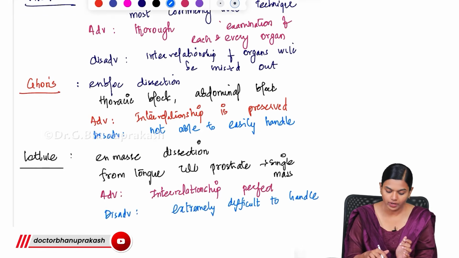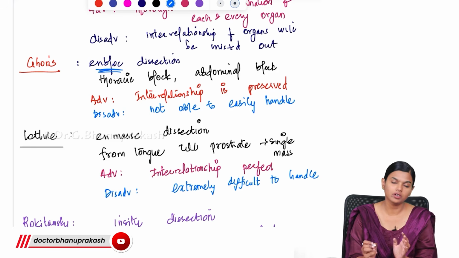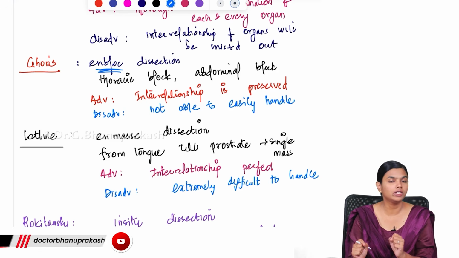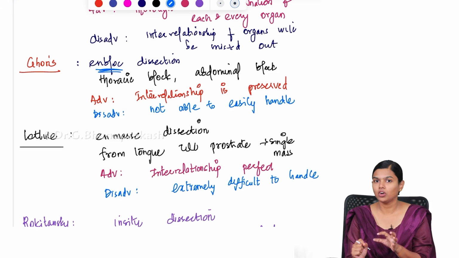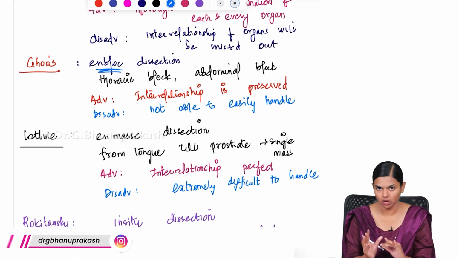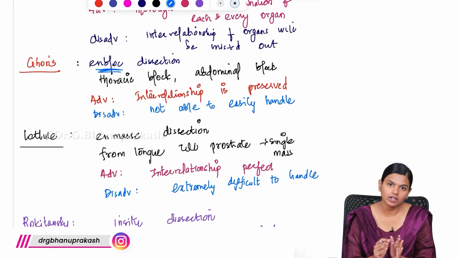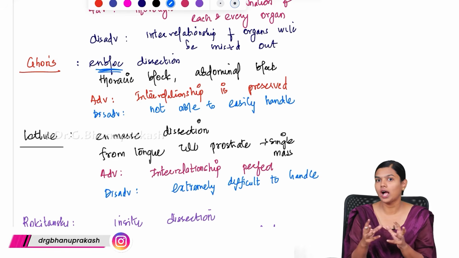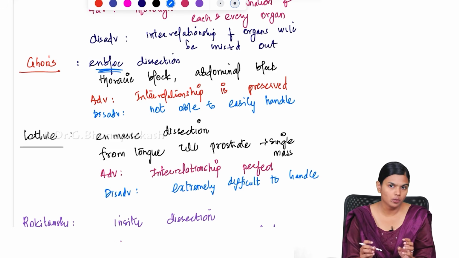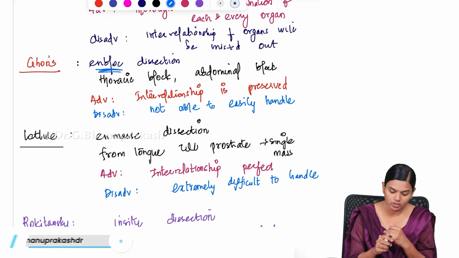Up next you have Ghon's technique, which is also known as en bloc dissection, because you are taking out the organs in block. You will take out thoracic block, you will take out abdominal block, like that system wise, block wise you are taking out the organs. Here the advantage is that interrelationship would be maintained, and disadvantage is that you will not be able to handle the organs properly because it will be a bunch. So that is the main disadvantage of this Ghon's technique.